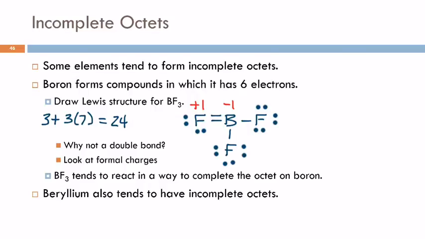Now, boron trifluoride will tend to react with other things in a way that will complete the octet on boron. So it's not that boron never has an octet, but it will sometimes violate the octet rule. And the only way that you can tell if it's going to do that is by looking at the formal charges. Beryllium also tends to do this.